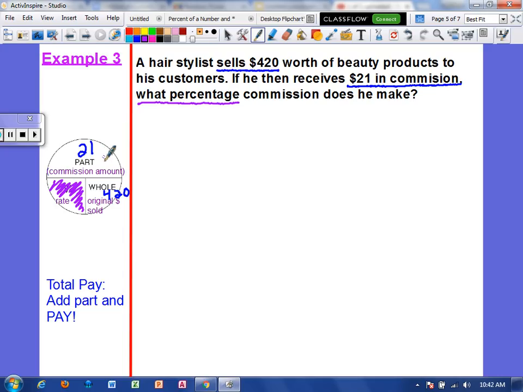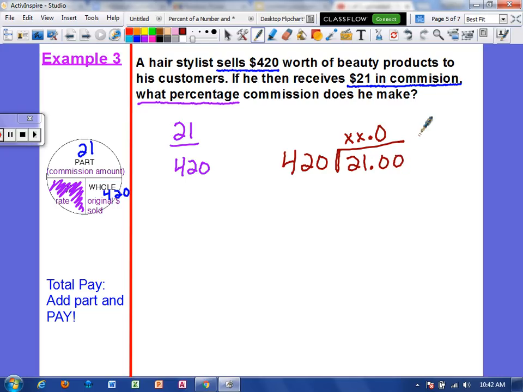In this situation, we have to take the part divided by the whole, which would be 21 divided by 420. Now remember, top dog goes in the house. We have to add a decimal and a 0. 420 cannot go into 2. It cannot go into 21. And it cannot go into 210. So I'm going to put a 0 there, and we've got to add another 0. Now 420 could go into 2,100 5 times exactly. And 420 times 5 is 2,100.